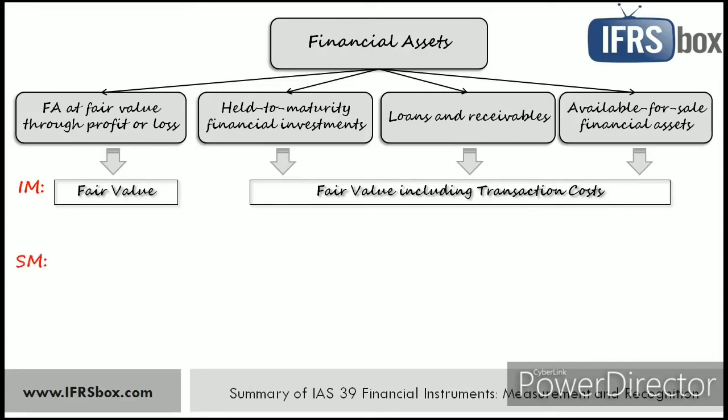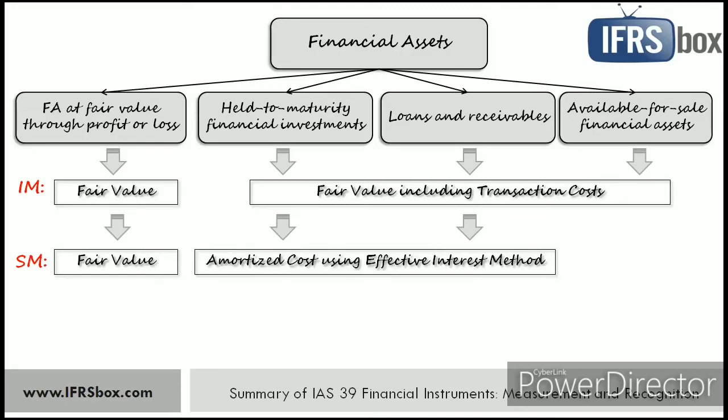Subsequent measurement means simply speaking the amount in which the financial asset is carried in the financial statements after its recognition, for example in the second, third year, and so on. Financial assets at fair value through profit or loss shall be remeasured to their fair value. Held to maturity financial investments and loans and receivables shall be carried at amortized cost using the effective interest method. And available for sale financial assets shall be remeasured to their fair value too. The exception here are investments in equity instruments like shares that have no reliable fair value measurement. In this case, they shall be carried at cost.